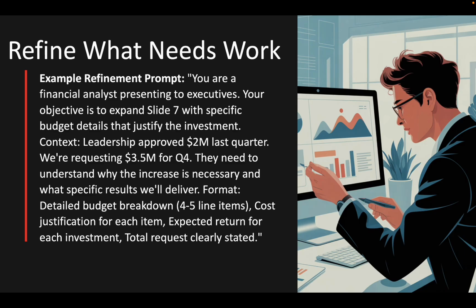The context is the leadership approved $2 million last quarter. We're requesting $3.5 million. And then the format, I say rewrite slide 7 with a detailed budget breakdown, cost justification for each item, expected return for each investment, and total request clearly stated. And AI writes slide 7 with much better depth. Pause the screen so you can copy this prompt as an example of a refinement prompt that you might use when you're building a deck.